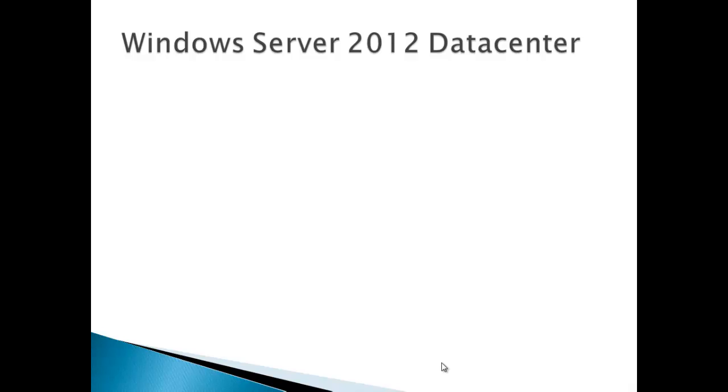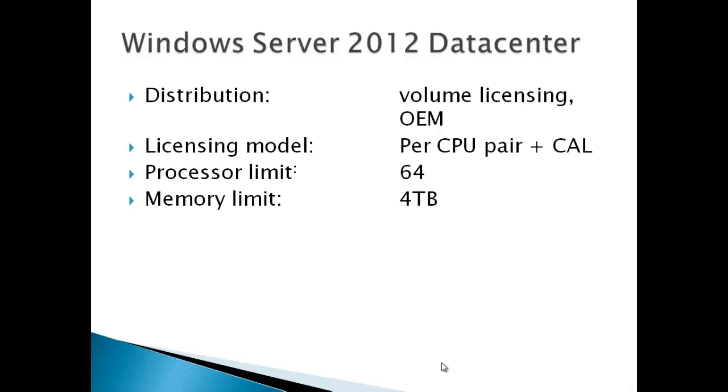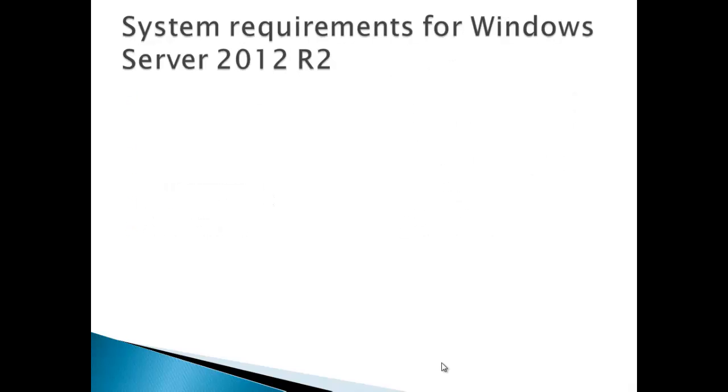Windows Server 2012 Datacenter. The Datacenter is the best. It's for the big businesses. Distribution, volume licensing only or OEM. License model per CPU pair or client access license. Processor limit 64. Memory limit 4 TB. And user limit is unlimited.